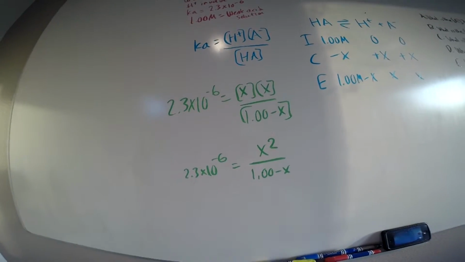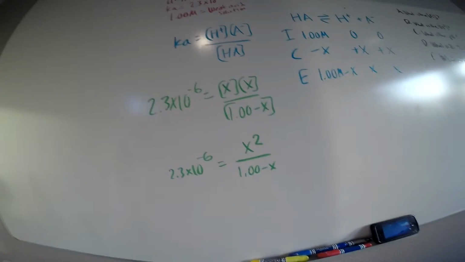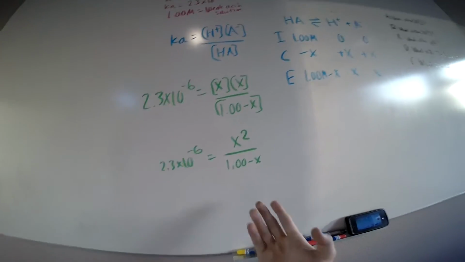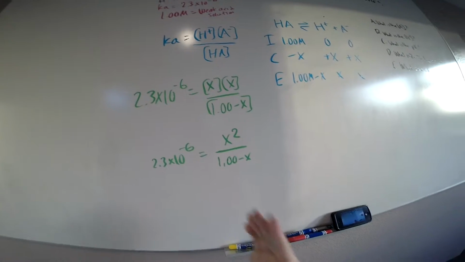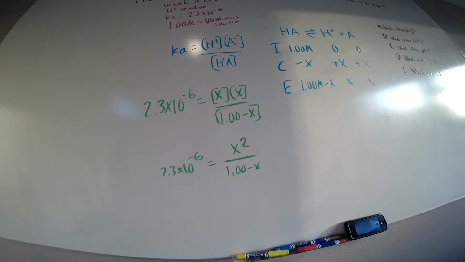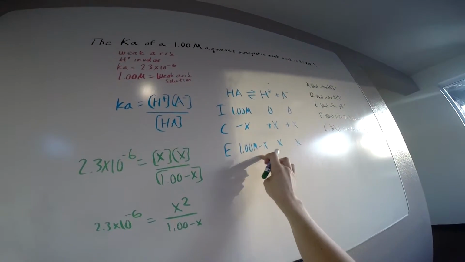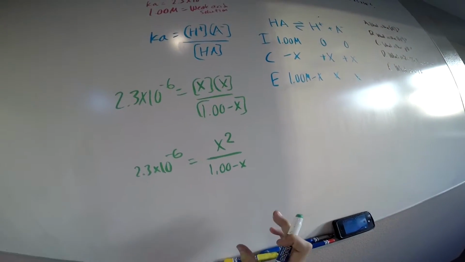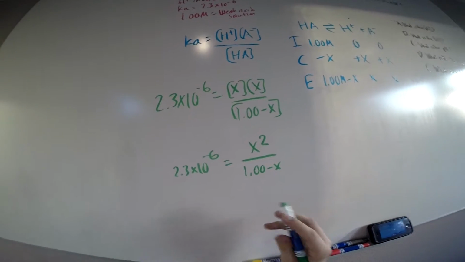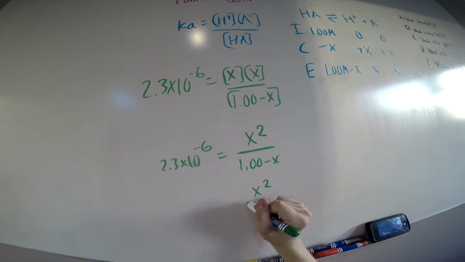Solving for x, we can take the square root. Actually, first before that, if we wanted to solve for this exactly, we'd have to use a quadratic. In order to get around that, we're going to make an assumption. We're going to assume that this x right here, which is the H plus dissociation, is so small that we can kind of ignore it in a way. So we're going to simplify it down even further.